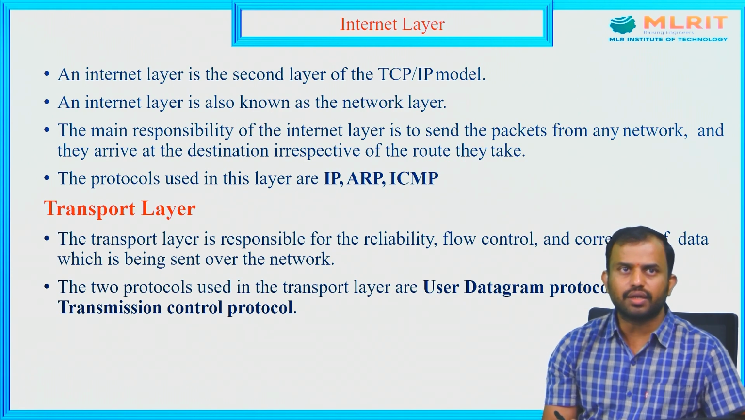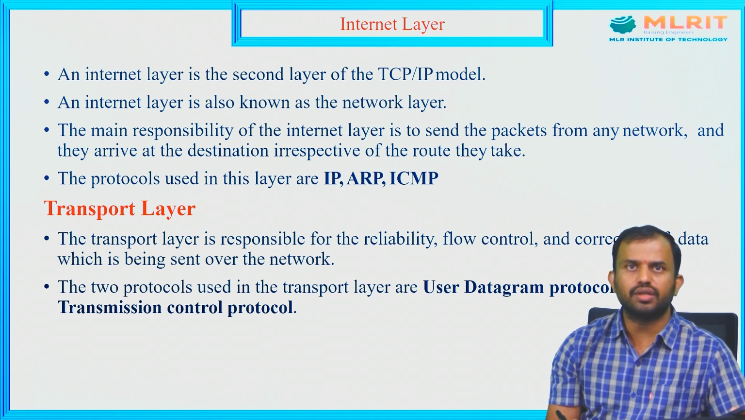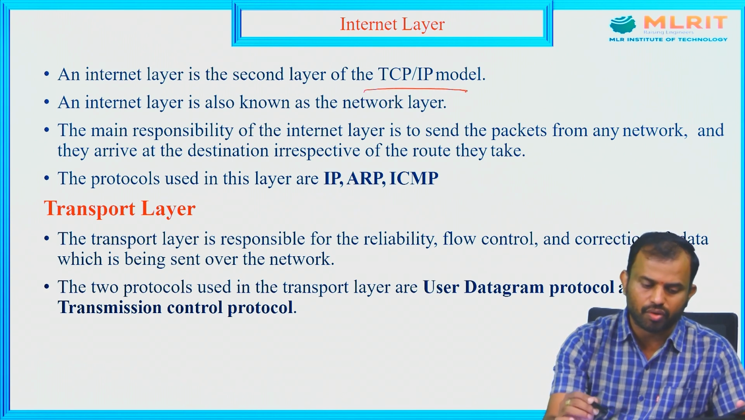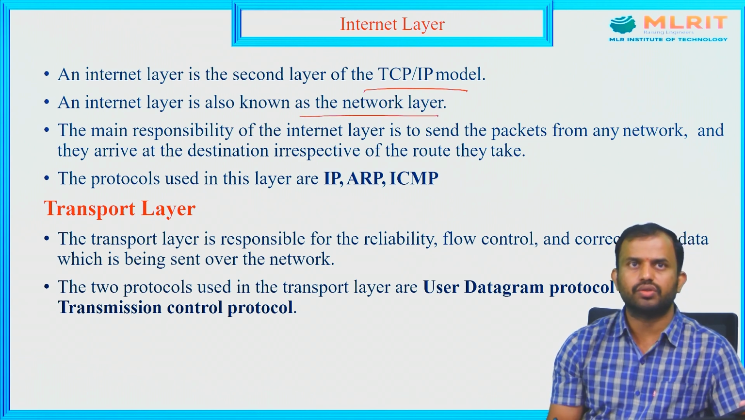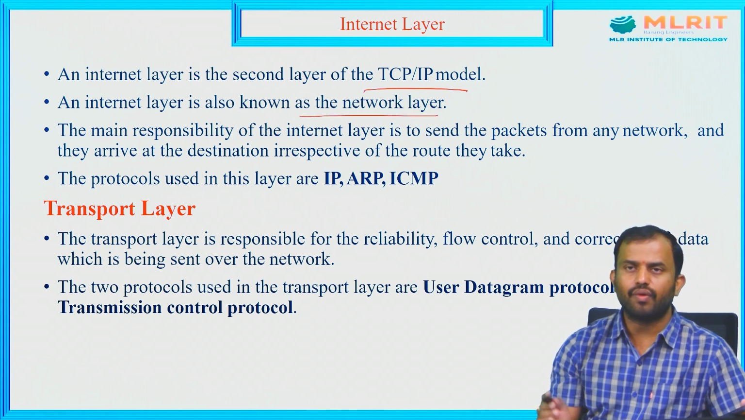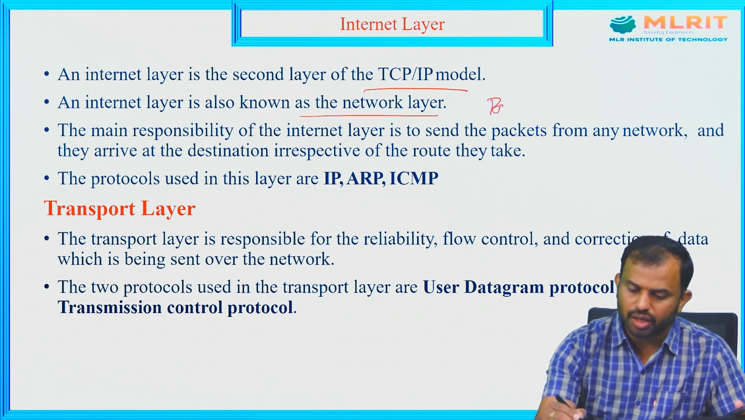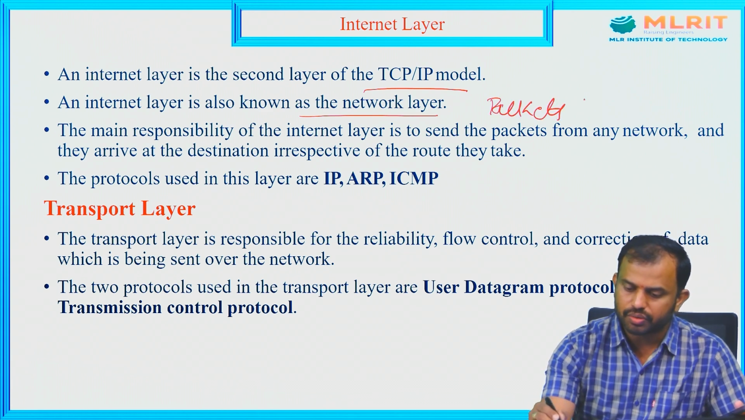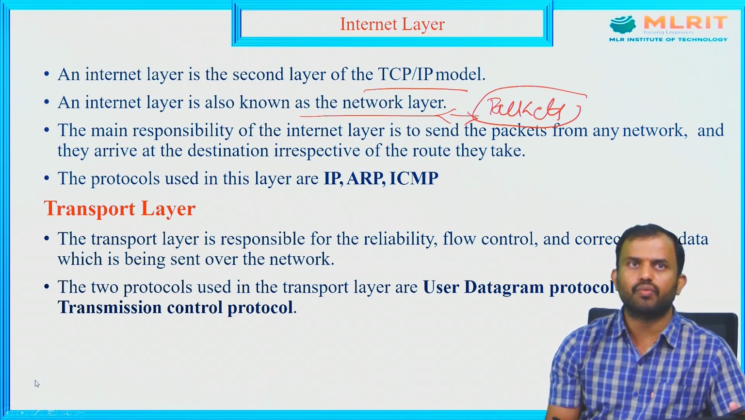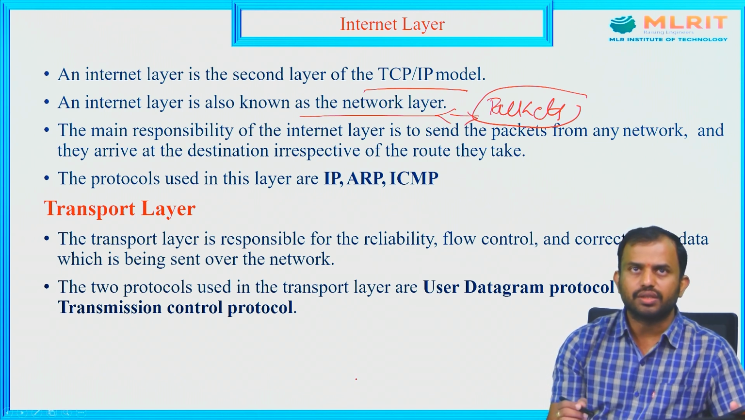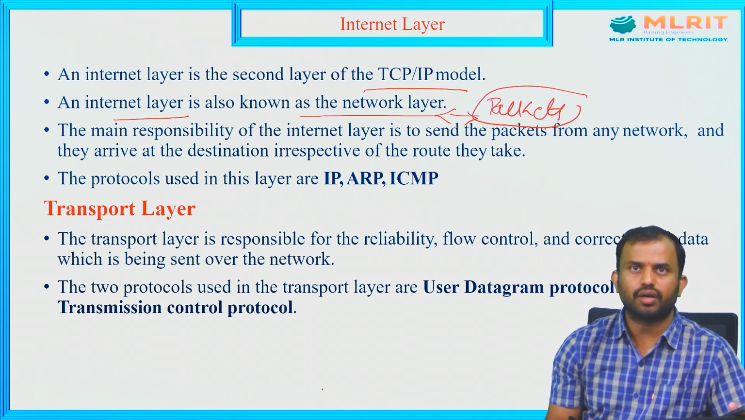The second important layer is the internet layer. This internet layer is the second layer of the TCP/IP model, and it is also known as the network layer. What we perform in the network layer, for example the network layer in the OSI model, where the information is transmitted in the form of packets, similarly here also the information is transmitted in the form of packets. The same thing performed in the network layer is performed in this internet layer. Internet layer is also known as the network layer.